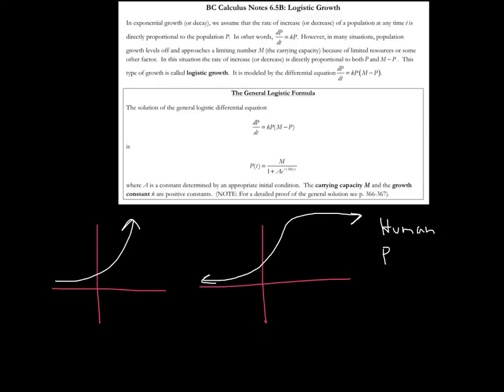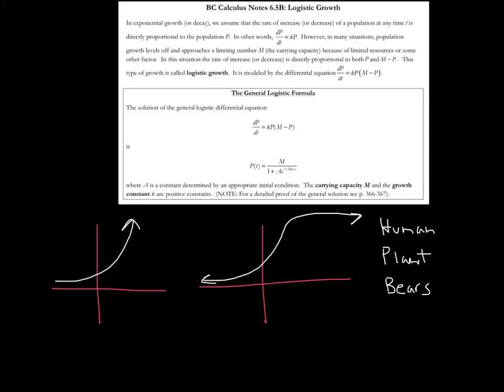Or plant growth, or perhaps the number of bears in a park because of limited resources. You can't have an infinite number of bears in a park, even though you may throw a few of them in there at the beginning. They will procreate, and you'll have more and more, but you have limited resources. So for these types of situations, we're going to use a logistic growth model.